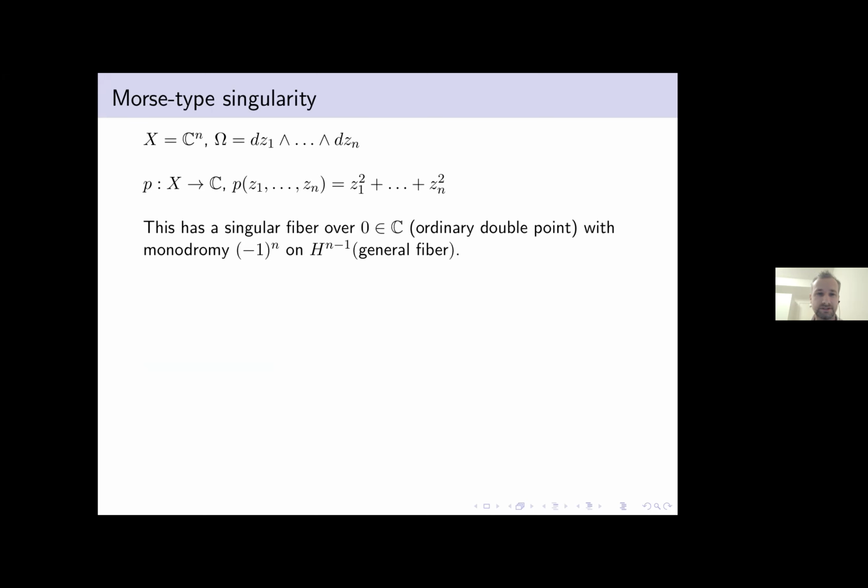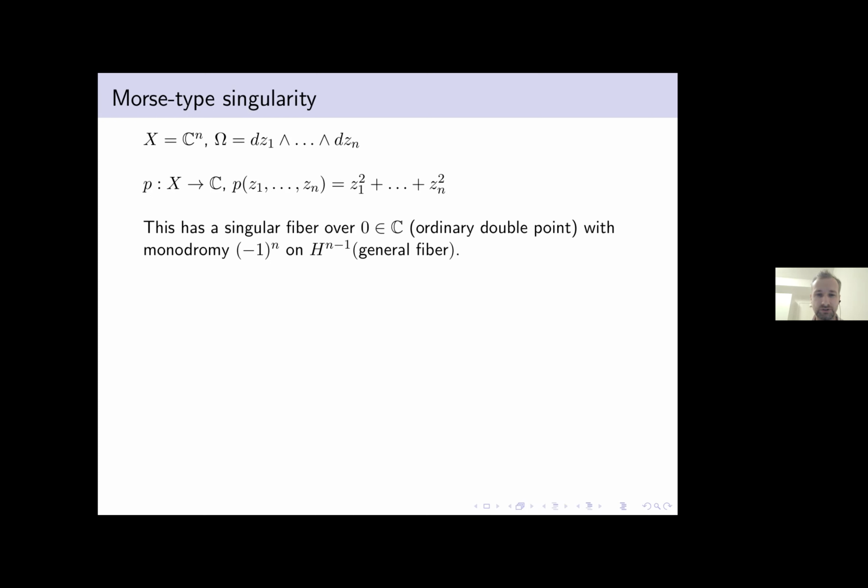And let's just look at the model situation where we have more singularity. So X is now just affine space, with the standard holomorphic volume form. My projection is this quadratic function. So the general fiber of this is an affine quadric, but the singular fiber has this ordinary double point.